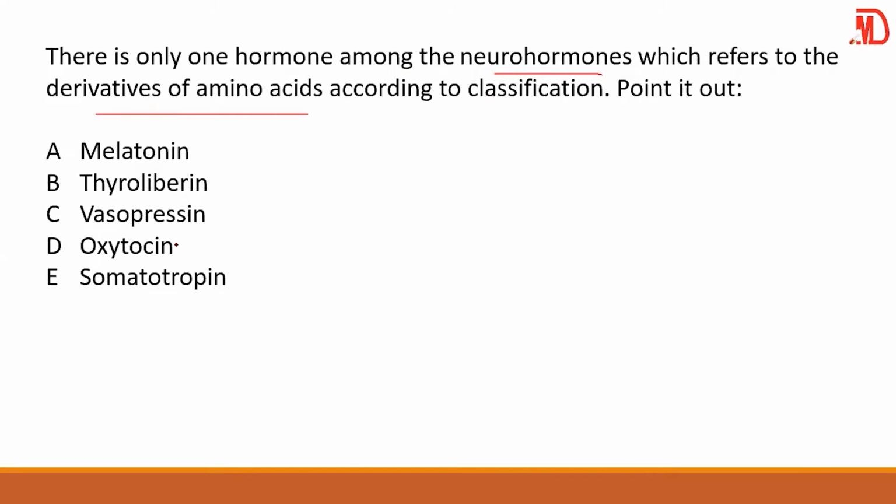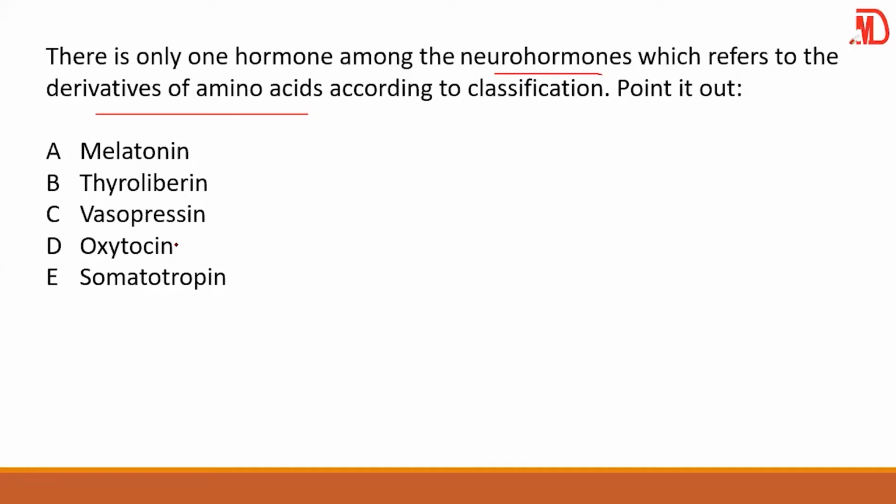The amino acid derived hormones are derived from tyrosine and tryptophan, and they include epinephrine and norepinephrine. So please take note. These are some of the classifications of the amino acid derivatives. We can talk about tyrosine, tryptophan, all of these are linked with it.